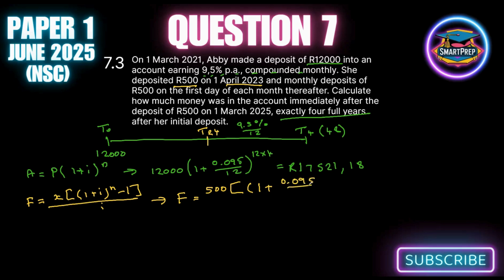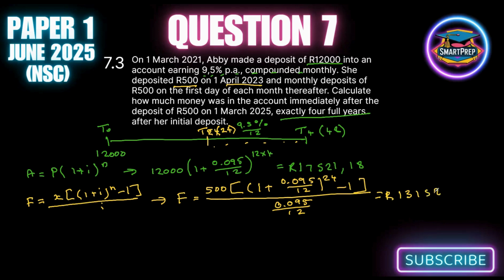So 0.095 is the interest over 12 to the power of, now this is going to be 24 months. Let me put here I should have put T2 and in brackets 24, because it was 24 months, but 2 years. So that is going to be 24 minus 1 and divided by the 0.095 over 12. And that, I put in my calculator now, and I get 13,158 Rand and 65 cents.